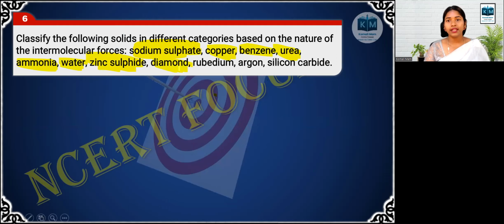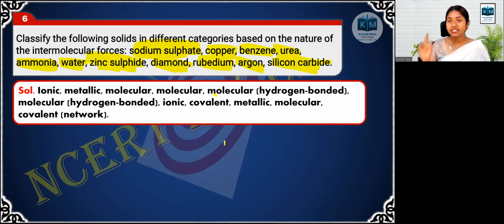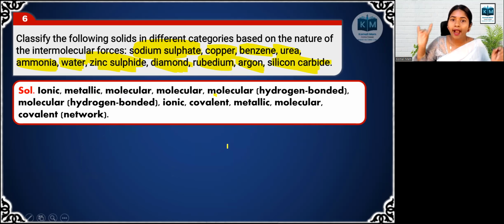Diamond is covalent. Rubidium is a metal, so it is metallic. Argon is molecular. Silicon carbide is covalent. Based upon that nature, one tabular column is there in NCERT. You have to read the tabular column, then it becomes easy for you.